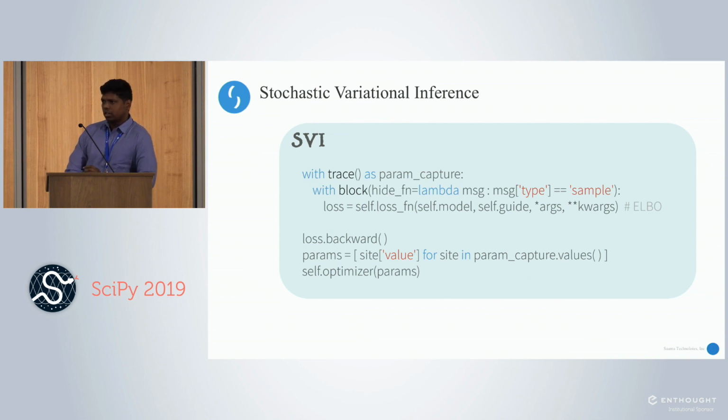We just calculate loss and we keep track of parameters. Again, we use trace and block. We compose them together and build the loss values. So, once you calculate the loss, it becomes easy. You just run a backward, do a backprop, and update the parameters, the variational parameters of the variational distribution, right?